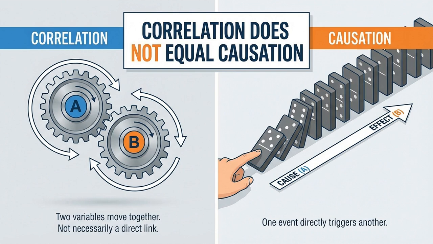Causation means one variable directly causes a change in another. For example, eating dinner causes fullness. Income allows for spending. Customer satisfaction encourages repeat visits. In these cases, there's a clear cause and effect relationship.